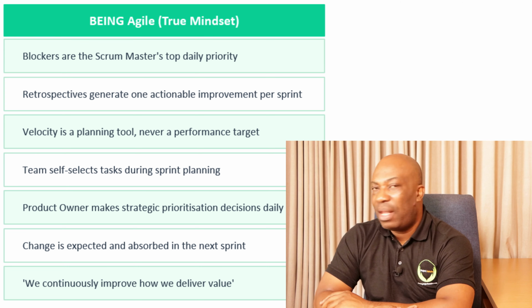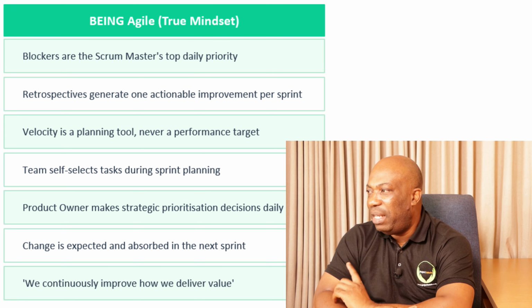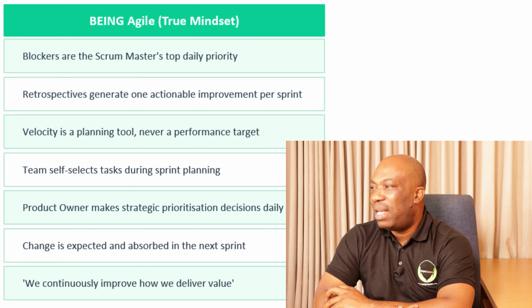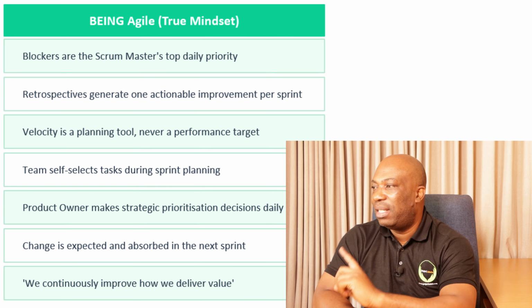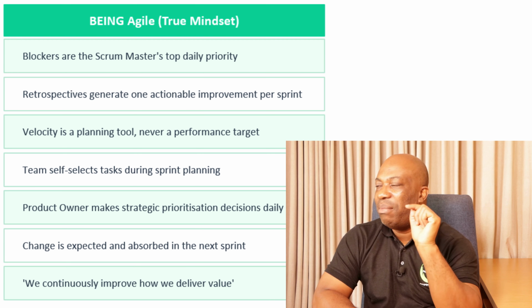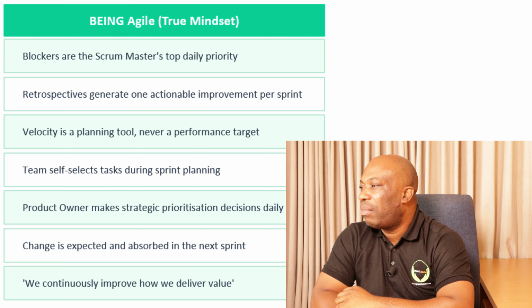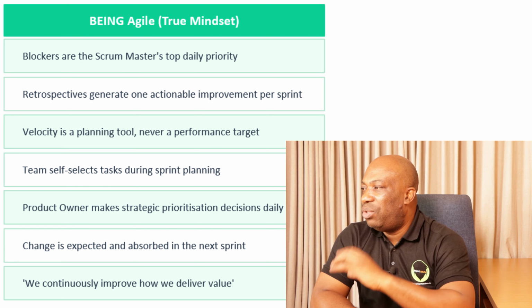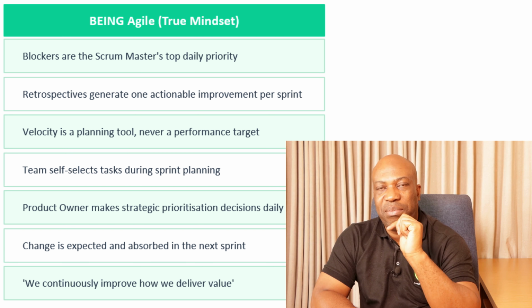In terms of the Agile mindset, when we say you are actually being Agile, there are certain traits, certain activities, certain behaviors that are expected in an Agile environment. And we're going to cover that in this part of the video. So the first one is, if you are being Agile, the blockers are the Scrum Master's top priorities. Anything that is blocking progress, the Scrum Master must make sure is removed. And then retrospectives are used to generate one actionable improvement per sprint.